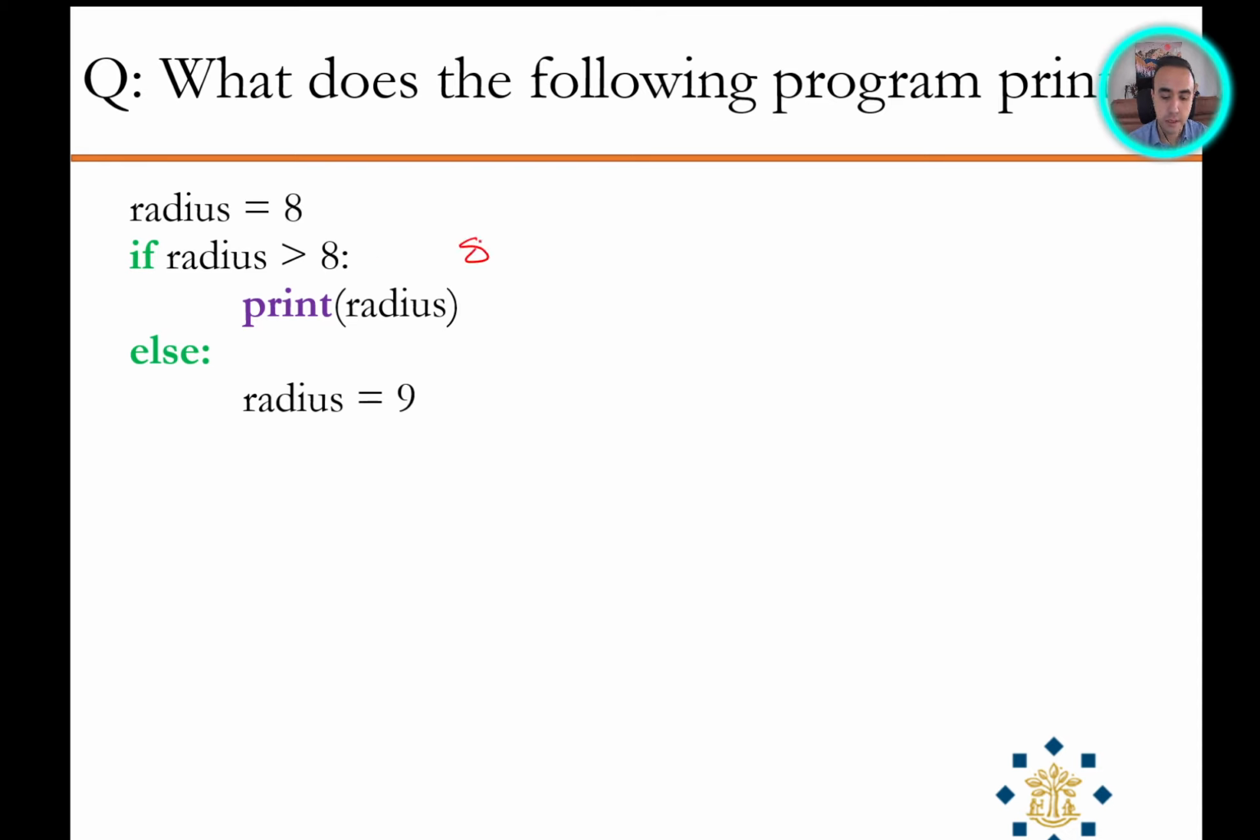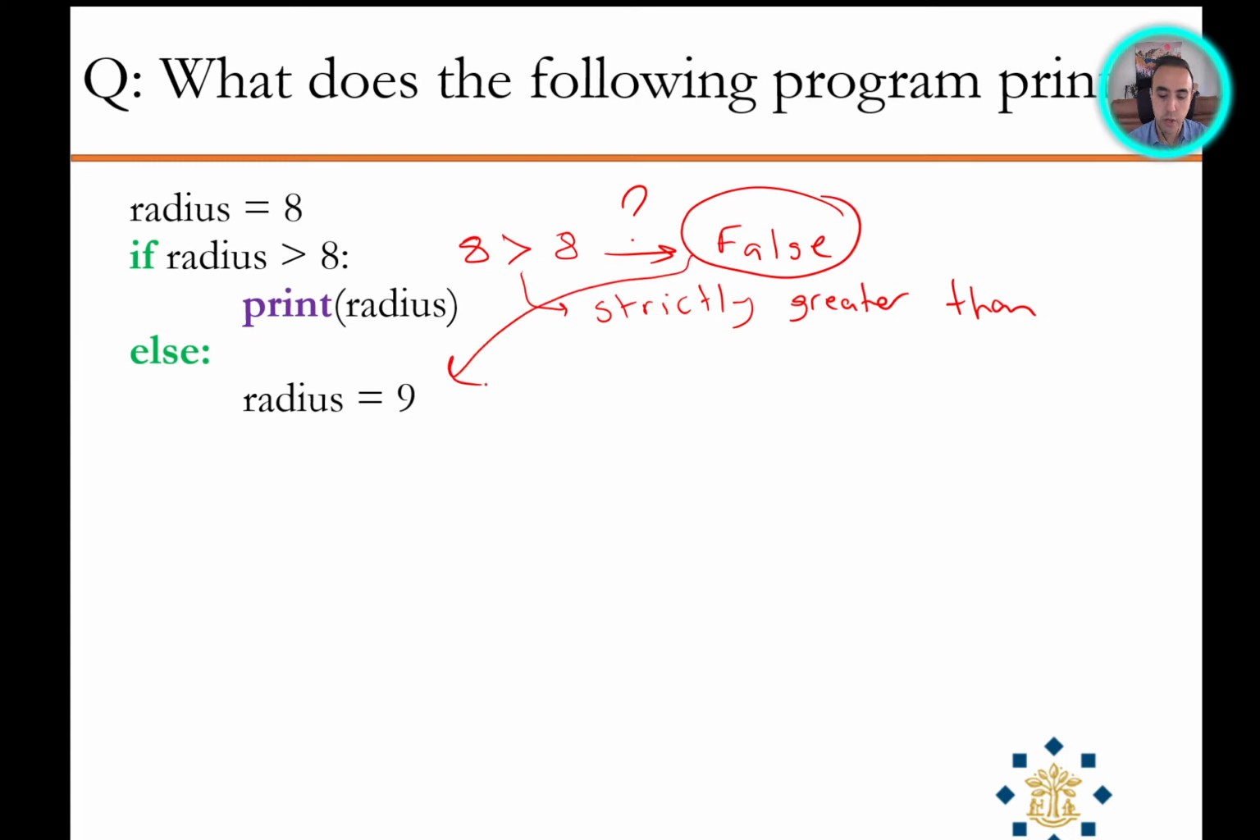So here is, I sort of like to write next to it and then do it by myself. Is 8 greater than 8? No. Why? It is equal to 8. It is greater than or equal to 8, but it's not strictly greater. So this is strictly greater than. Okay. So it is not, so it's false. If it's false, we go to else. And then we have radius equals to 9.